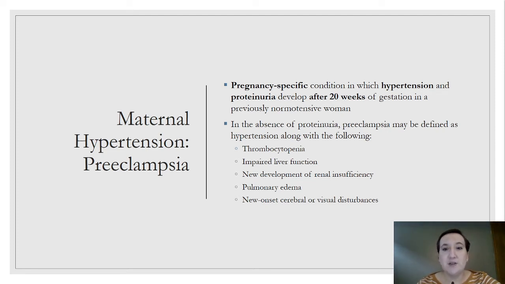So we have to look for lab results, looking for thrombocytopenia. We're going to draw her AST, ALT, bilirubin, looking at those liver functions. We're going to look at her renal function. How is her BUN? How is that looking? Are we concerned at all about pulmonary edema? Is she complaining about any shortness of breath? Or cerebral or visual disturbances? Is she complaining about headaches or spots?